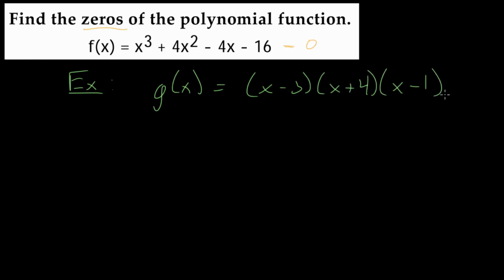Since, let's say, as an example, we have g of x is equal to x minus 3, x plus 4 multiplied by x minus 1. If we want to know the zeros of this function, we can use what's called the zero product property. If one of these factors is 0, then you have 0 multiplied by something, but 0 times anything is always 0. So for instance, if x is 3, then this becomes 0, and 0 multiplied by 7 multiplied by 2 would still be 0. Likewise, the other solutions would be -4 and +1 for similar reasons. And again, that property is called the zero product property.